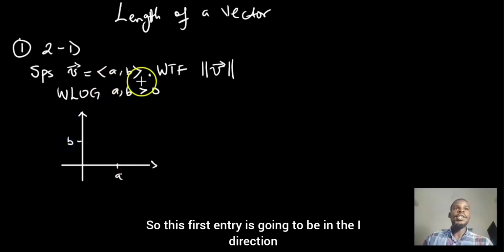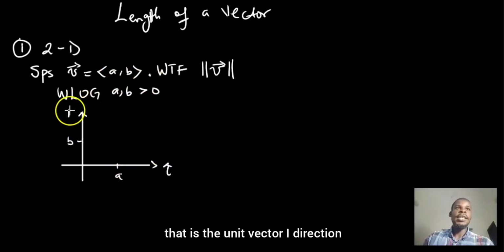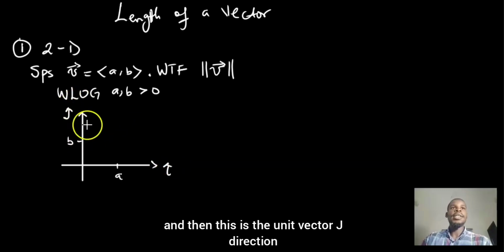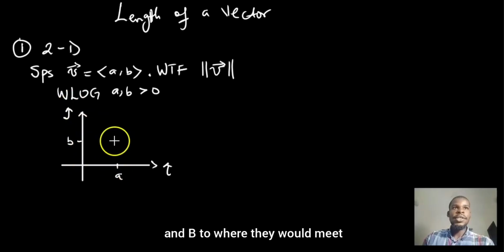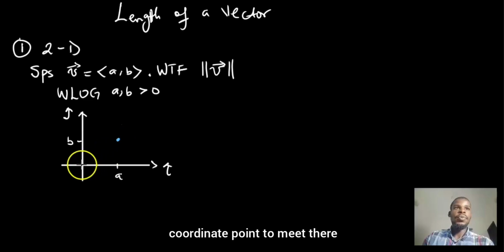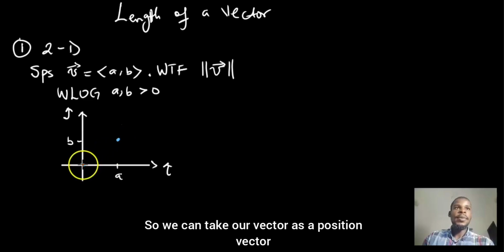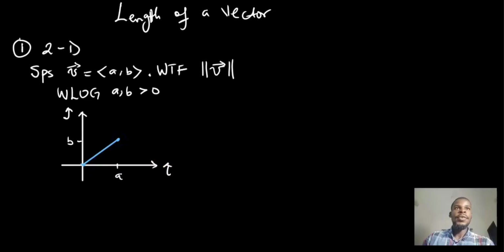The first entry is in the i direction, which is the X component, that is the unit vector i direction. And this is the unit vector j direction, which is the Y direction, the Y axis. Given that, we can trace A and B to where they will meet, somewhere here. So these 2 coordinate points will meet there. We can take our vector as a position vector from the origin to that point. That is position vector V, which we represent like this.